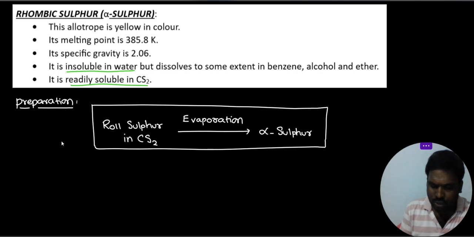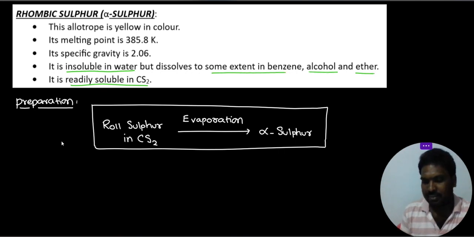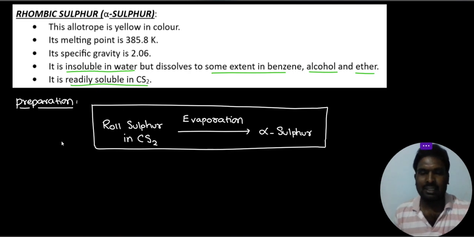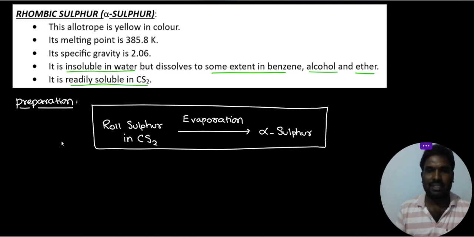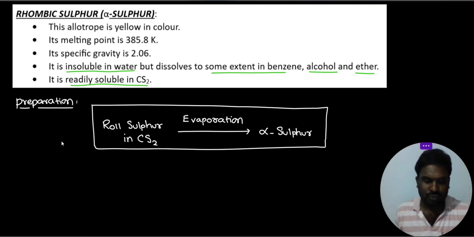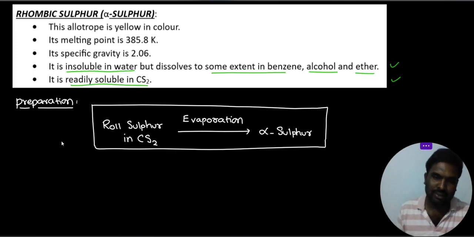And it also dissolves to some extent in benzene, alcohol, ether. Some extent means yes, some percentage. Somewhat it can be dissolved in benzene, alcohol, ether, which are organic solvents. So these two points are very important: insoluble in water but soluble in carbon disulfide, and somewhat soluble in benzene, alcohol, ether, meaning organic solvents.